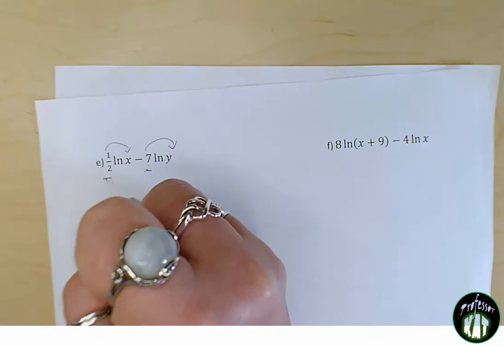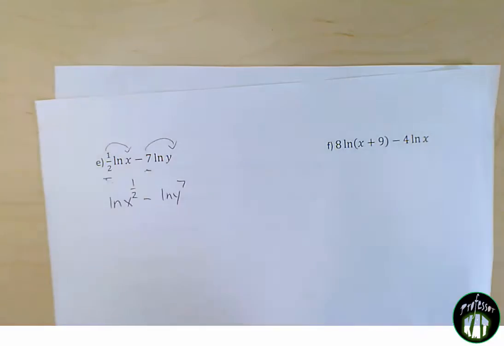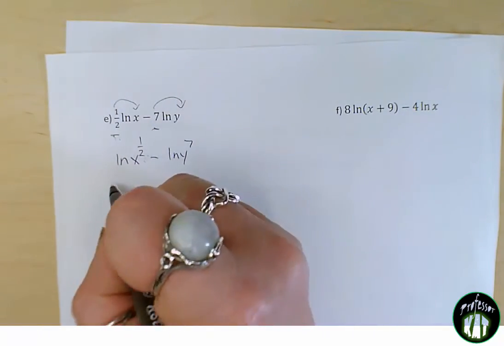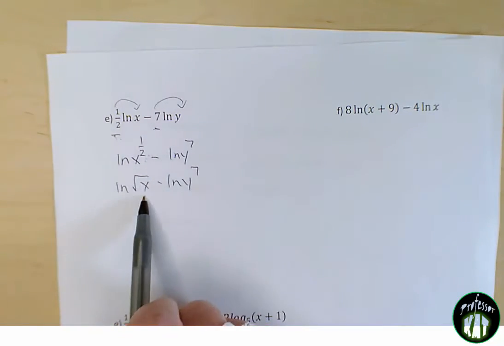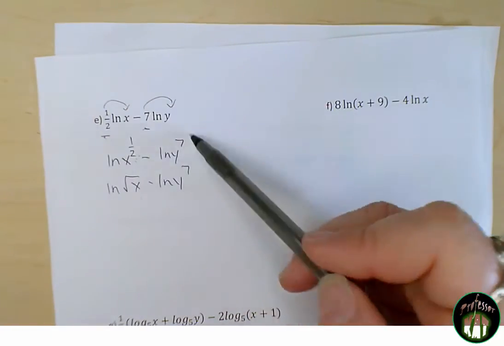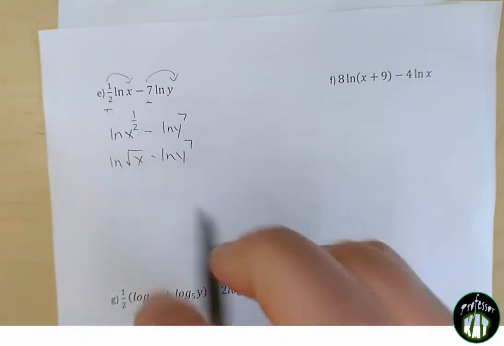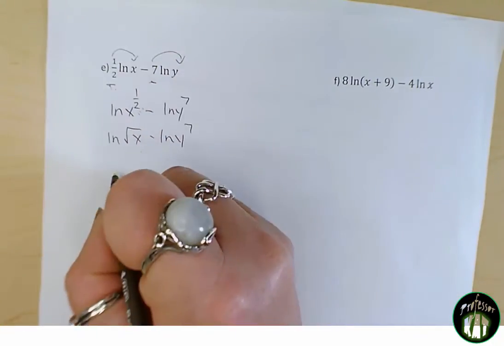So this will look like ln x to the 1/2 minus ln y to the 7. But in the next step, we need to understand that a 1/2 power is the same thing as a square root. So we want to go ahead and make that change. Otherwise, after you deal with exponents, after you're done with the power rule, your final step here is merging your logs together. I'm going to merge these into one, right?